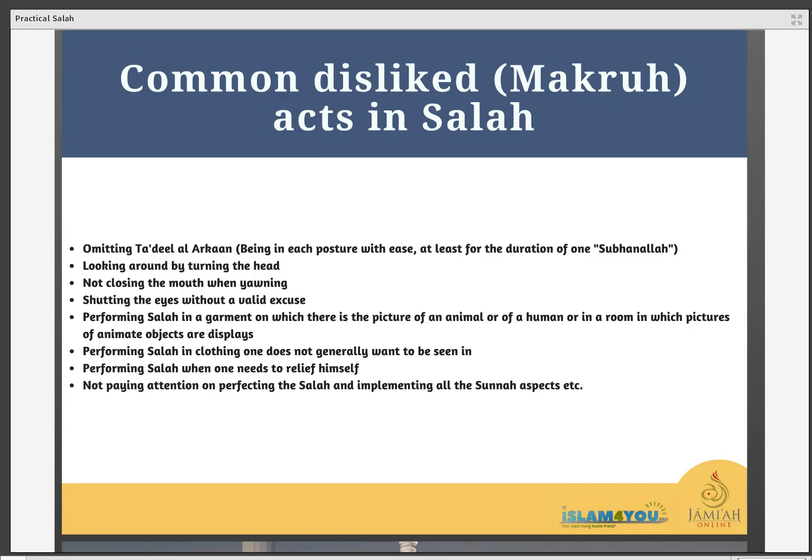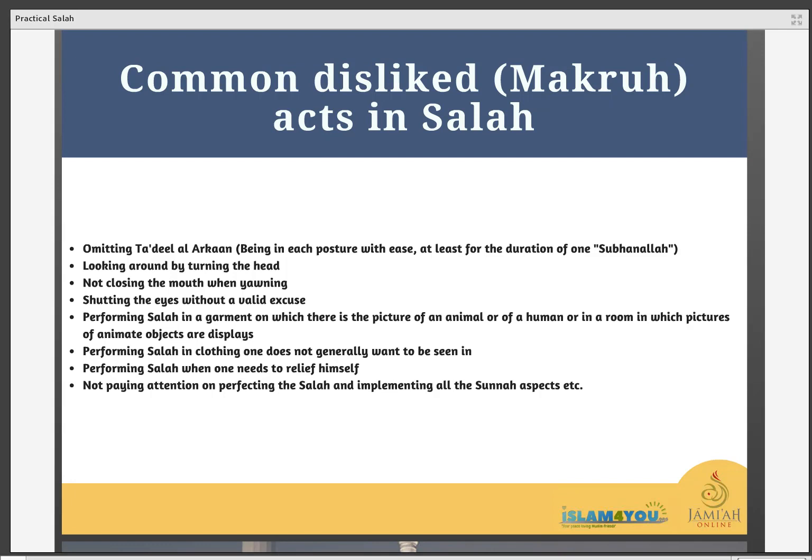Then shutting the eyes without a valid reason or excuse. So, just as Mawlana Abdullah had discussed, it is preferred that we do not close our eyes; we rather look at the postures which were discussed in the practical prayer, and we do not close our eyes.